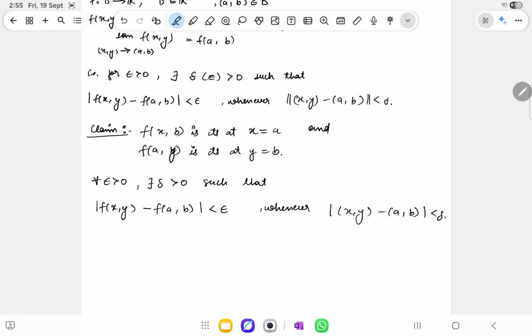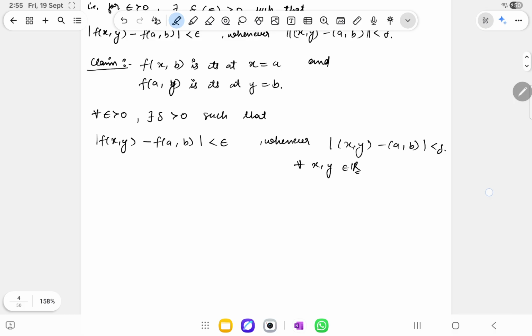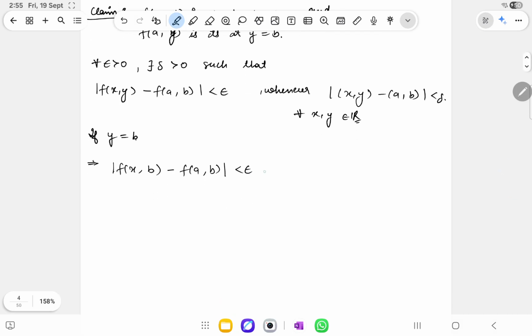And this is true for all x, y in real numbers. But if I take specifically my y to be b, then it must also hold. So let us take our y as b. What I will get is modulus of f(x, b) minus f(a, b) is less than epsilon whenever modulus of (x, b) minus (a, b) is less than delta.